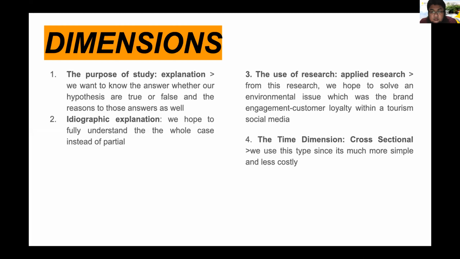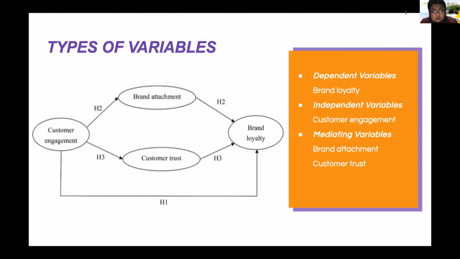The third is the use of research, which is applied research. From this research, we hope to solve an environmental issue, which is brand engagement and customer loyalty with tourism social media. And last but not least is the time dimension. This research is cross-sectional because it's much simpler and less costly. Next.